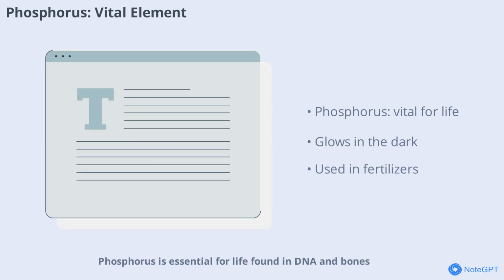Phosphorus is essential for life, found in DNA and bones. It glows in the dark and is used in fertilizers, detergents, and matches.